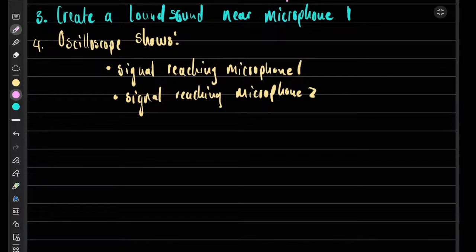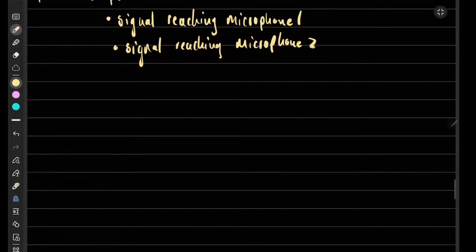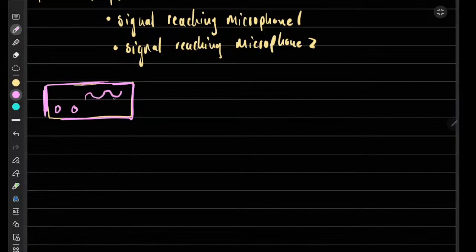Your oscilloscope will show you these 2 signals, okay? It will show you the signal that is getting to the first microphone. So it's like you're doing this. Let me put the diagram here. You have your oscilloscope. Okay? It's just a box with a screen, and it has these buttons and whatever. Then this is where it shows things as graphs. Okay?